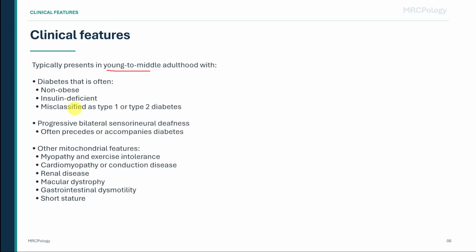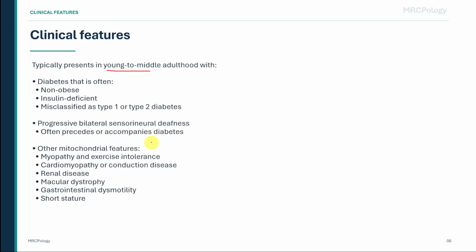The second major feature is progressive bilateral sensorineural hearing loss. In many patients, the hearing loss precedes or accompanies the diagnosis of diabetes. Other mitochondrial manifestations may provide additional clues.